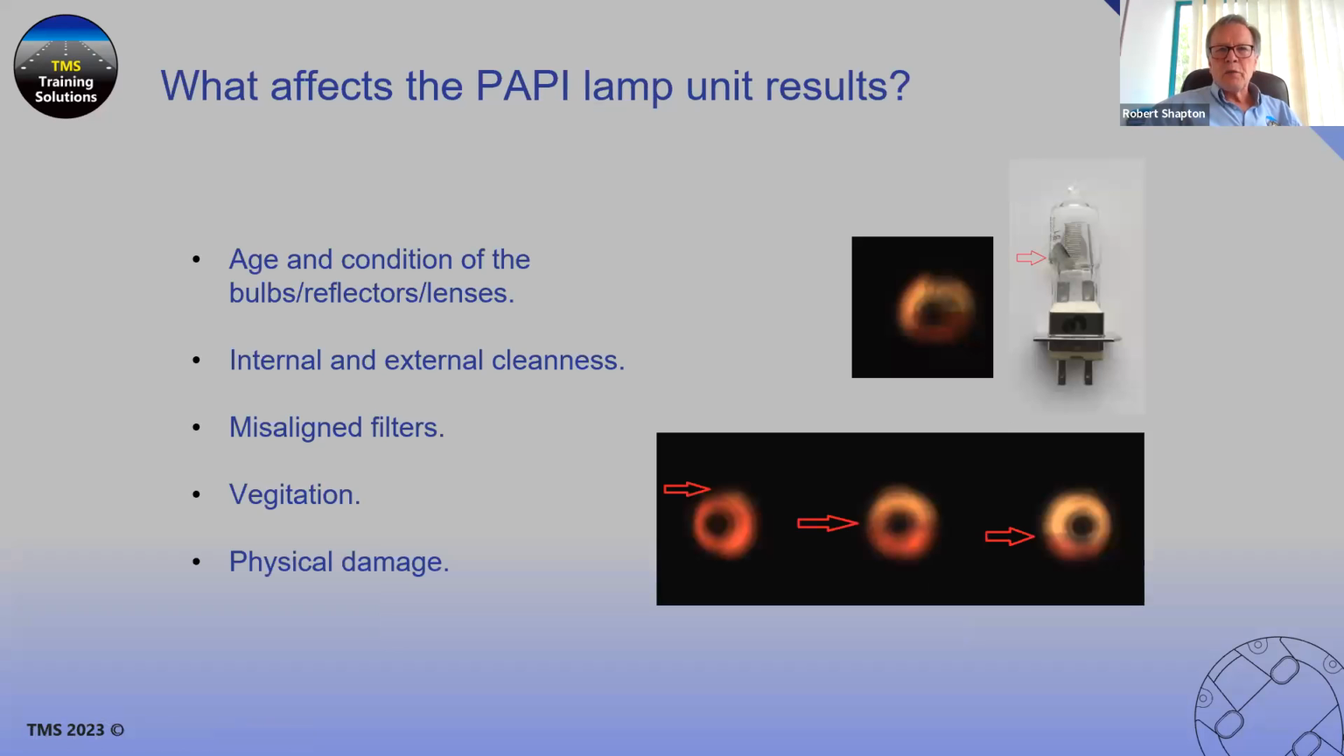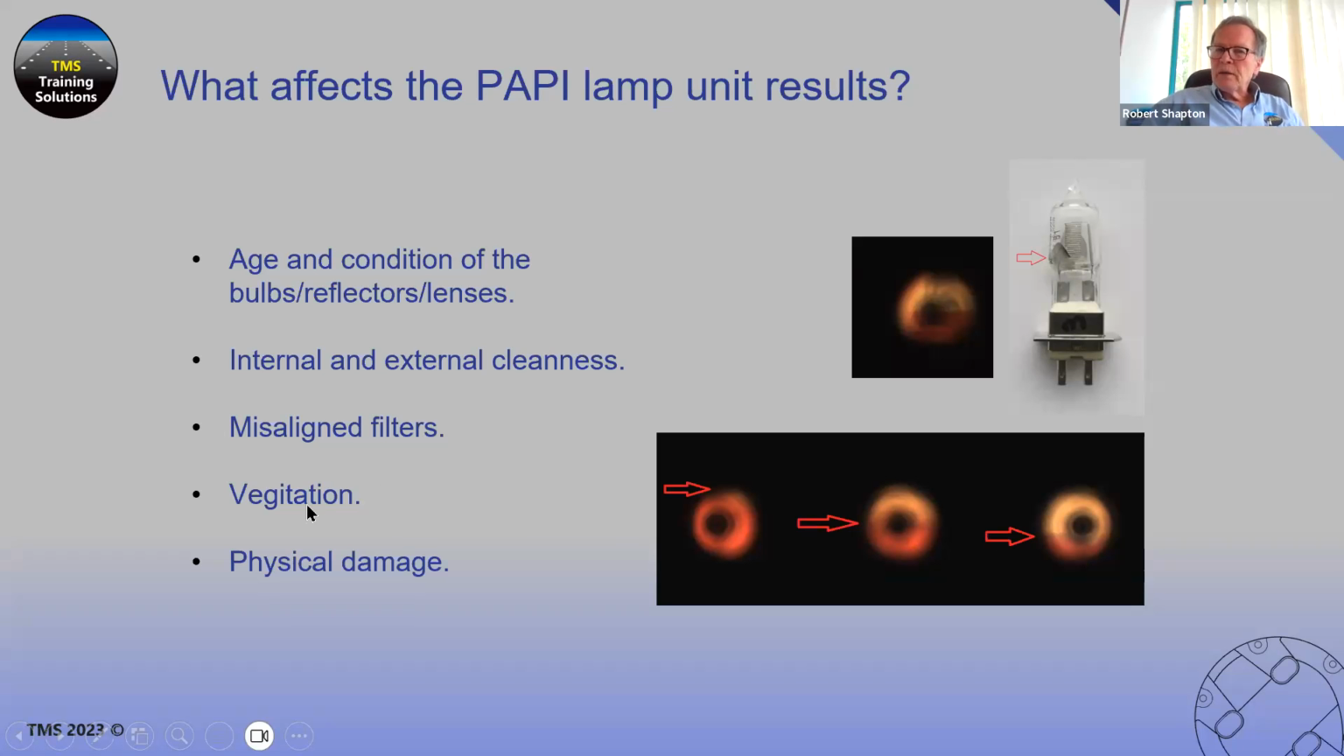So what affects the PAPI results? Well, the age and condition of the bulbs, the reflectors, the lenses, and the filters indeed. The internal and external cleanliness. You'll see build-ups of dirt both inside and outside of the actual PAPI itself. Misaligned filters. In this particular example on the right-hand side, you can see this PAPI is sloping. So the left-hand projector is completely red. The middle is roughly aligned, and the bottom you're getting a large white sector.